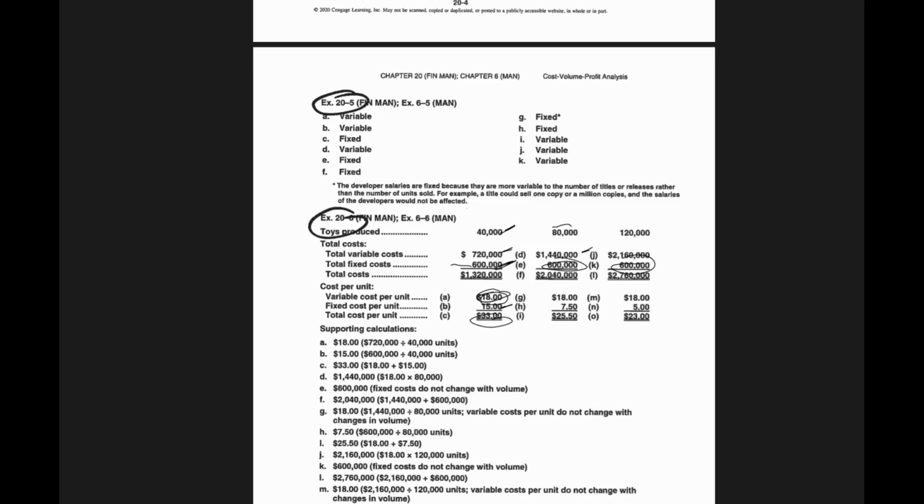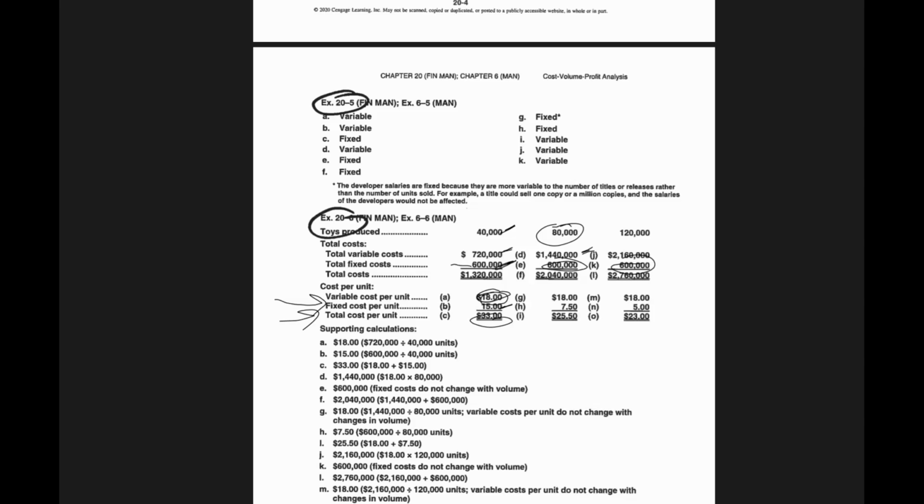and we would get, so for letter J, we would take 18,000. Oh, that's not letter J, it's letter D, I guess. Letter D, $18 times 80,000 is the 1,440,000. So the cost here, variable cost per unit. Let's talk about these two just to make it a little bit more straightforward.